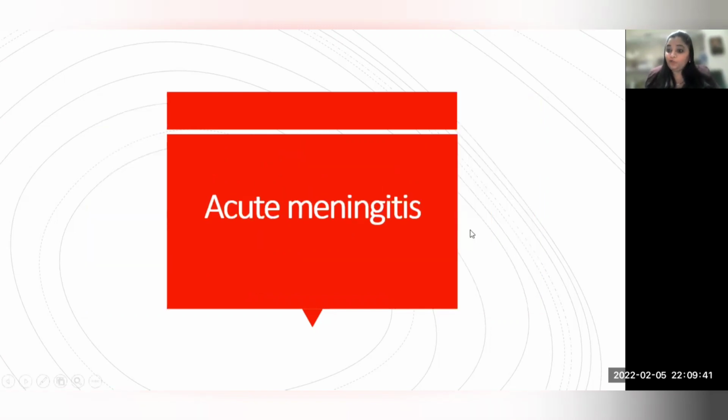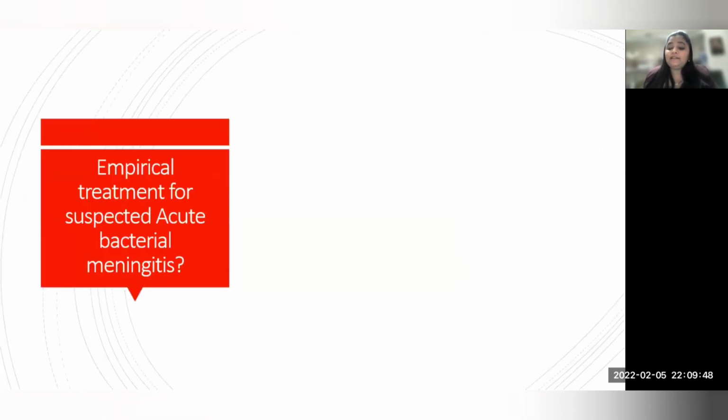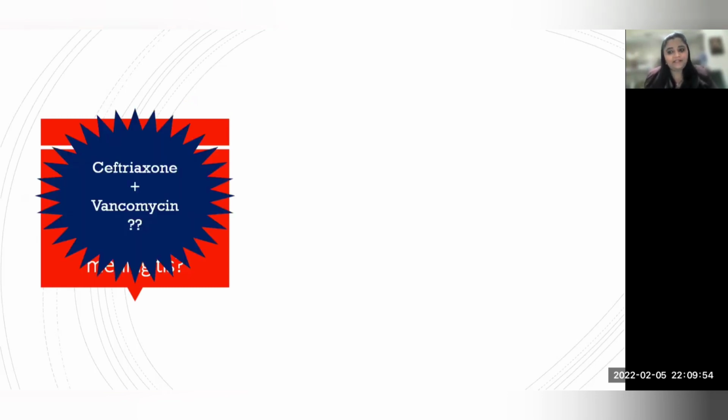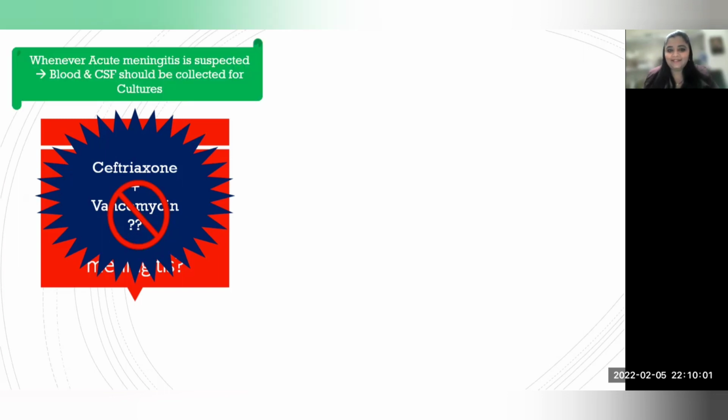So, acute meningitis. This is a very common scenario, acute bacterial meningitis. What is the empirical treatment of suspected acute bacterial meningitis? Is it ceftriaxone plus vancomycin, which you're using regularly? Is it the correct choice? Okay, let's discuss this.